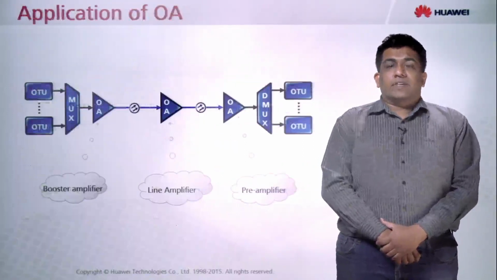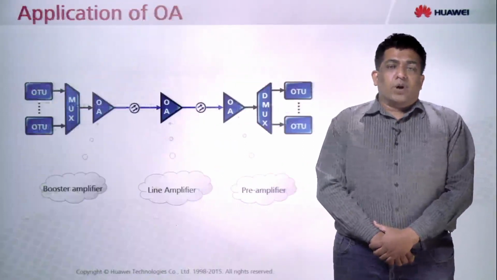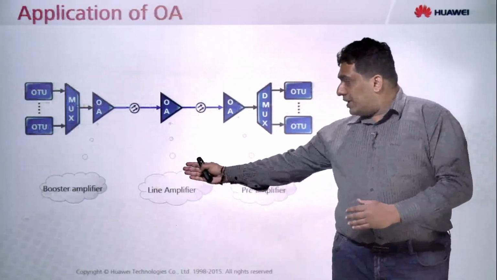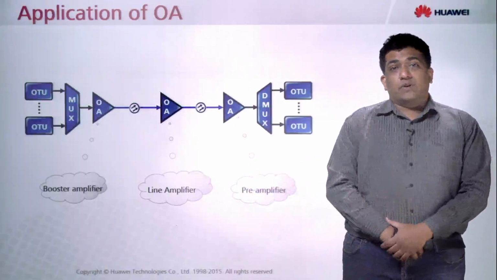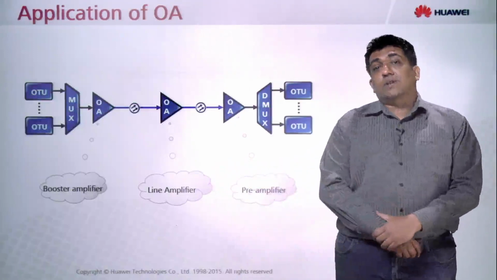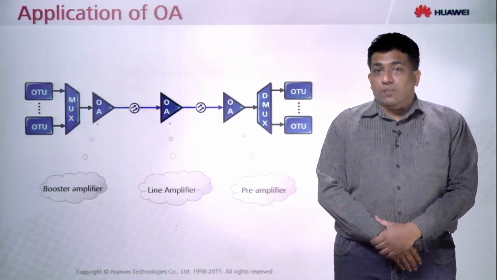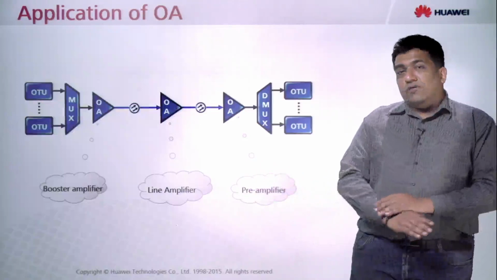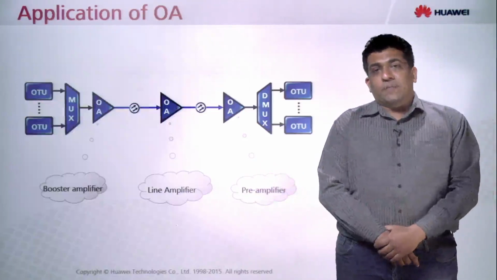So let's look at here. These are the applications of OA, the optical amplifier. We have the booster amplifier, which is at the beginning of your FIU, before you transmit out. You also have the line amplifier, which is in between, where we talk about OA, optical amplification. And we also have the preamplifier, that is before it actually gets into the equipment.